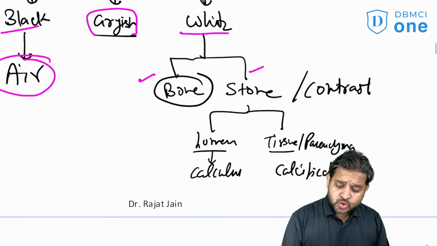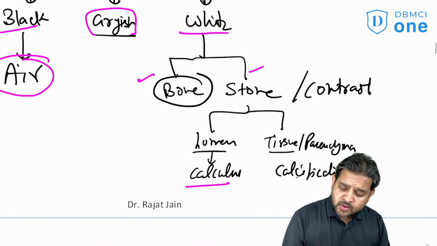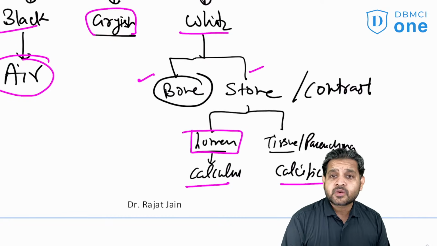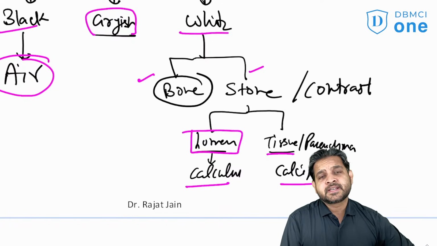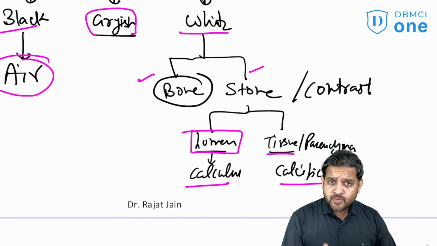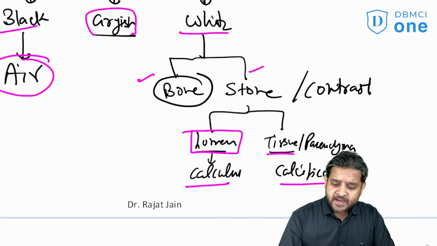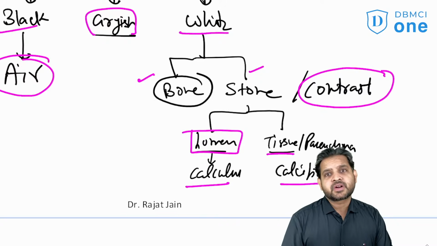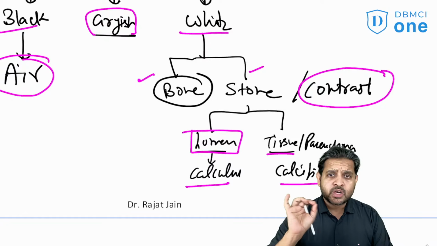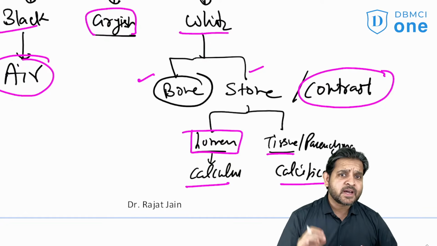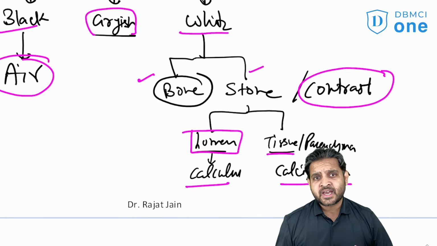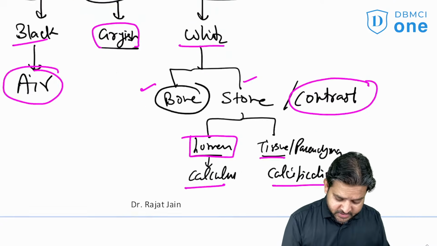Now, if it is stone, it could be either calculus or calcification. If it is in the lumen, then it is calculus. If it is in the tissue, then it is calcification, and that can be easily identified by seeing its shape. However, if it's a contrast study and it is white, remember it has to be contrast. And whether it's a plain study or a contrast study, you need not bother. It will always be written in the question. That is why the rule of thumb is always read the question before marking it in the exam.